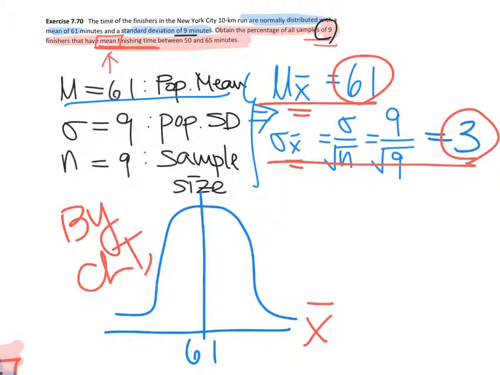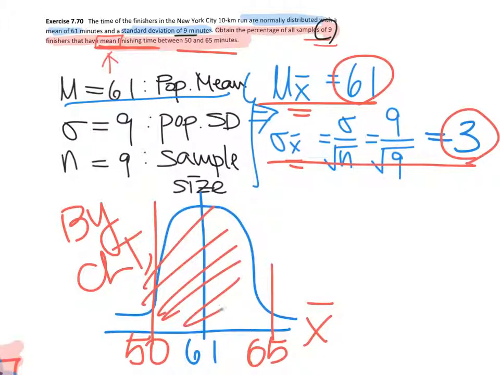What was the question then? How much will be the probability that the mean finish time will be between 50 and 65? Now we have a normal distribution, and we need the probability. What do we need in the middle? Take the z-score.